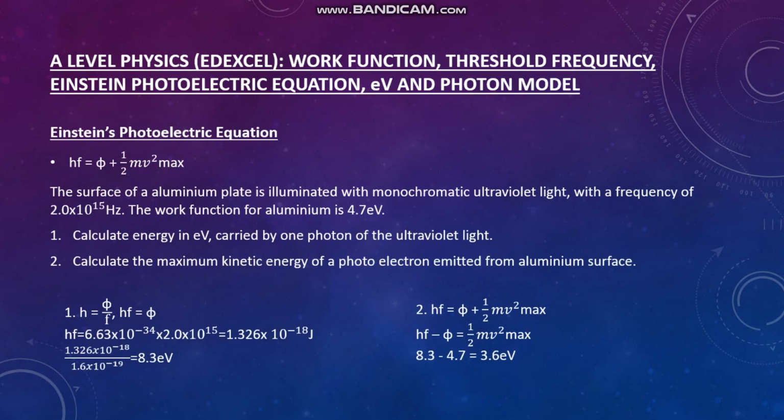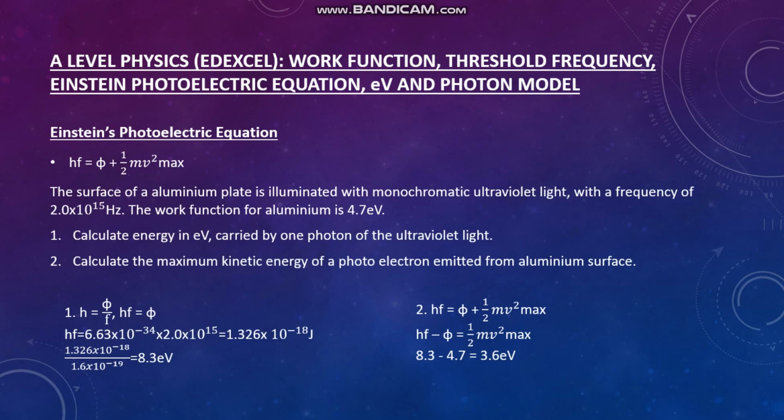Moving on, we need to consider Einstein's photoelectric equation, which is given as hf equals phi, which is the work function of the given material, plus 1/2 mv squared max, which is the equation for kinetic energy. So if we take a look at the following question, it states that the surface of an aluminium plate is illuminated with a monochromatic ultraviolet light with a frequency of 2.0 times 10 to the 15 Hz. The work function for aluminium is 4.7 electron volts. Calculate the energy in electron volts carried by one photon of the ultraviolet light.